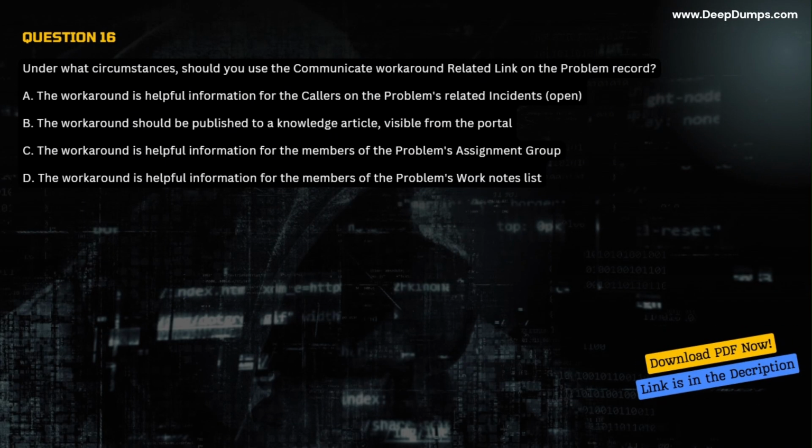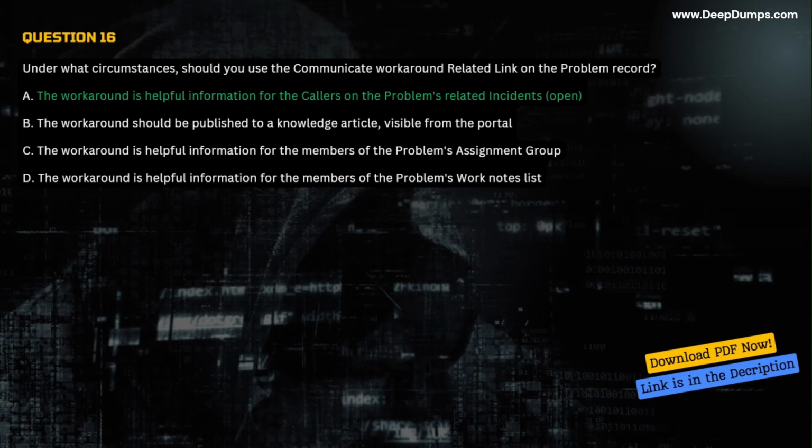Question 16. Under what circumstances should you use the Communicate Workaround related link on the problem record? A. The workaround is helpful information for the callers on the problem's related incidents open. B. The workaround should be published to a knowledge article, visible from the portal. C. The workaround is helpful information for the members of the problem's assignment group. D. The workaround is helpful information for the members of the problem's work notes list.